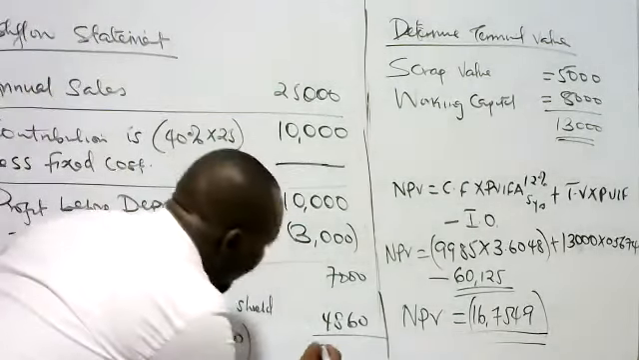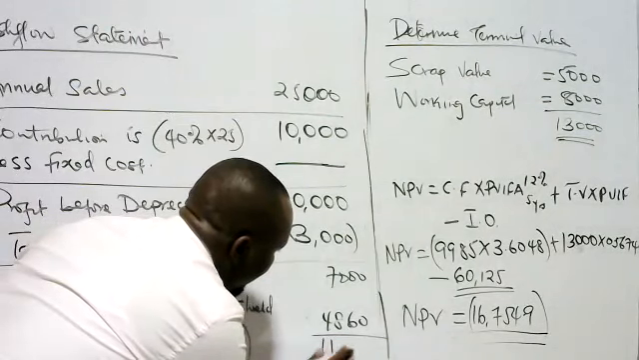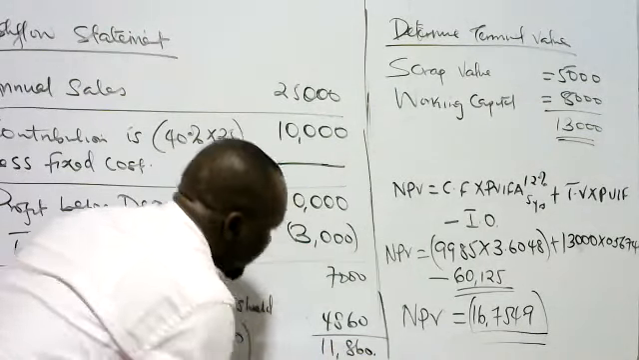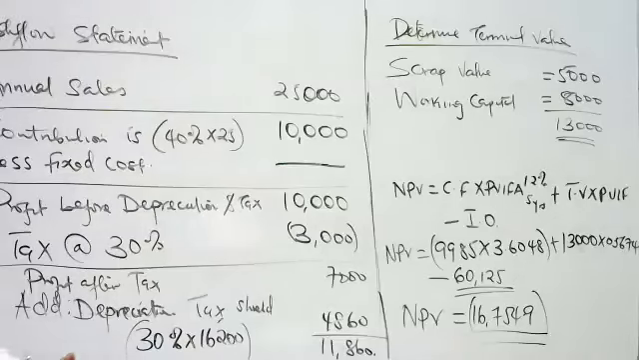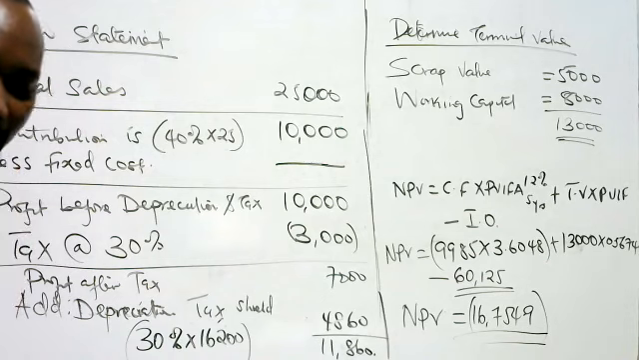Inakuja ngapi? Inakuja 11, 8, 60, ndio? 11, 8, 60. Thank you. So that would be the cash flow. Stop it there. Let's now come to the old way that you are used to.